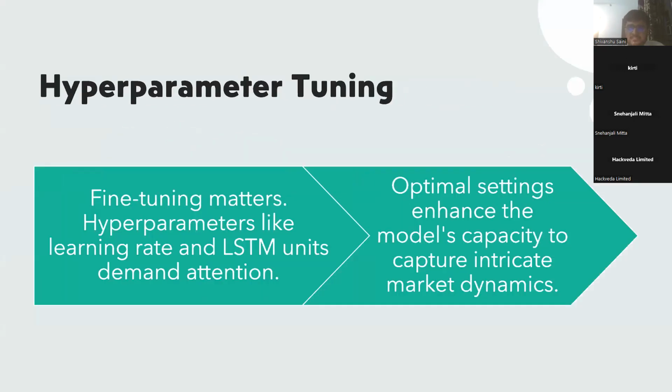And then comes the hyperparameter tuning. Think of hyperparameters as settings that fine-tune our model performance. Parameters like learning rate and number of LSTM units significantly impact how well our model captures market dynamics. If the number of LSTM units is significantly increased, then the precision of the model is also increased.